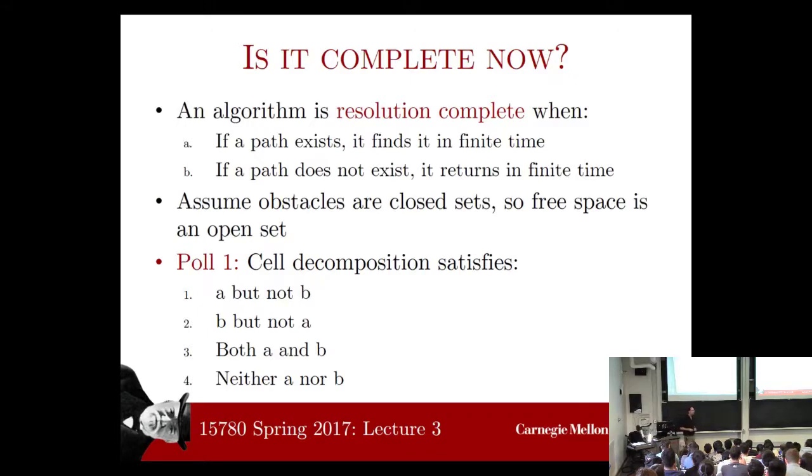Slightly subtle point. We're going to assume for this that obstacles are closed sets, which means free space, which is the complement of the obstacles, is an open set. That means that for every point in free space, you can find a ball around it. It could be a very small ball, but it is entirely in free space. That's what I mean by closed and open.